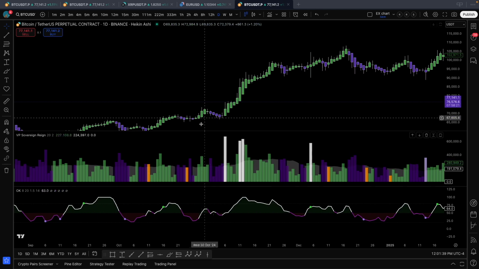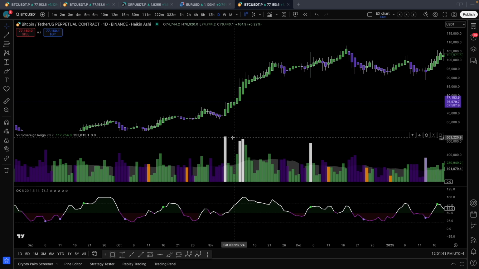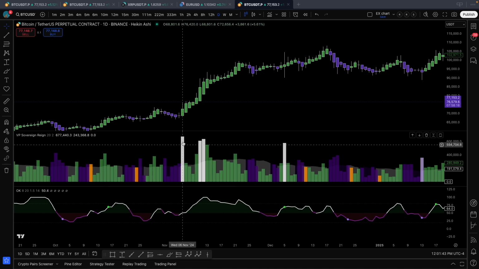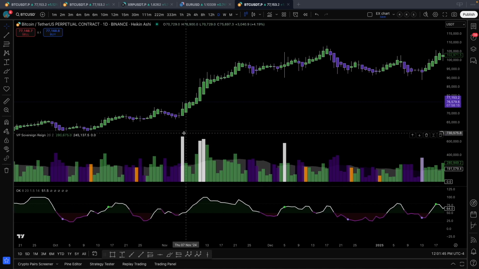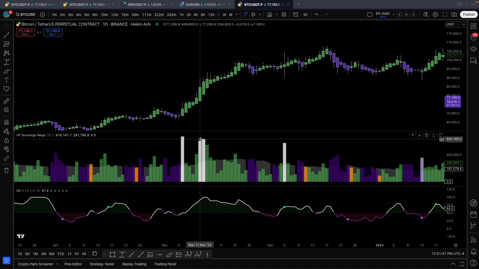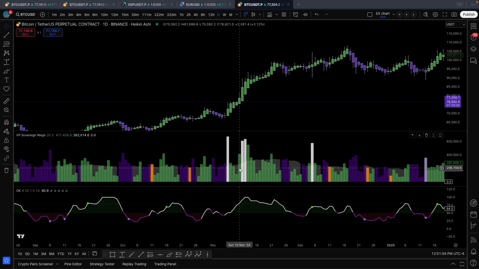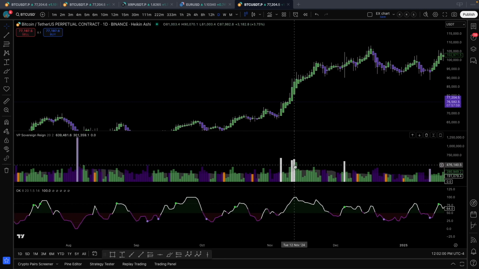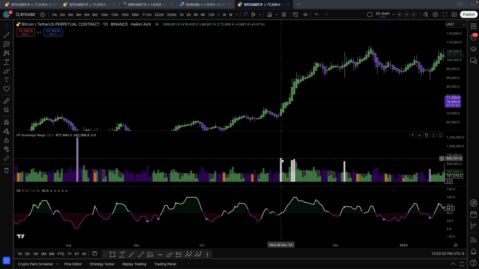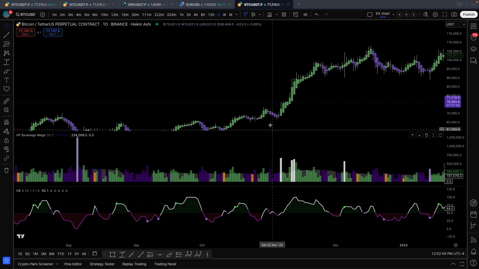So this is an example of continuation. We got this volume spike. We got more serious volume spikes, which kept price pushing up. And you can see the cloud is bullish. So this is no indication to get out. This would have been a good indication to look for longs.